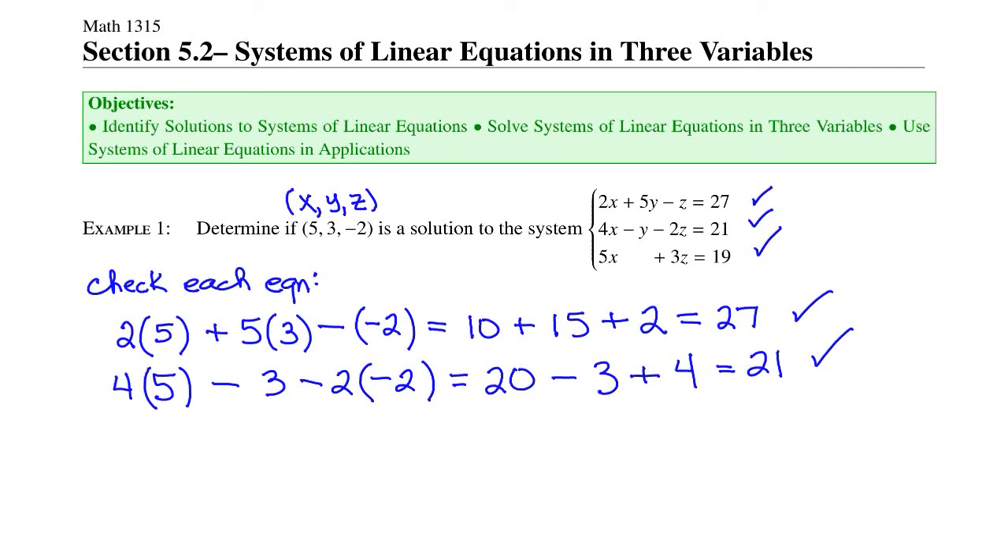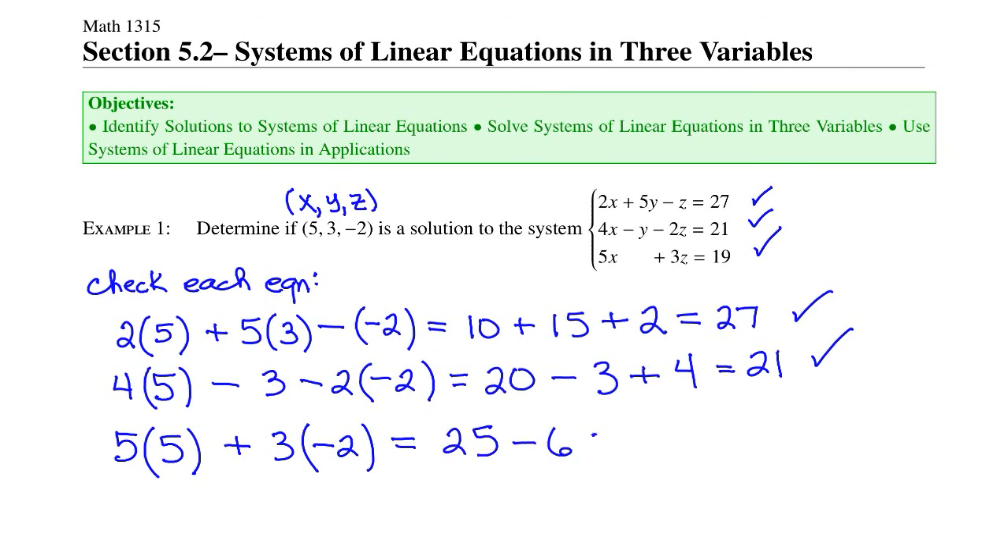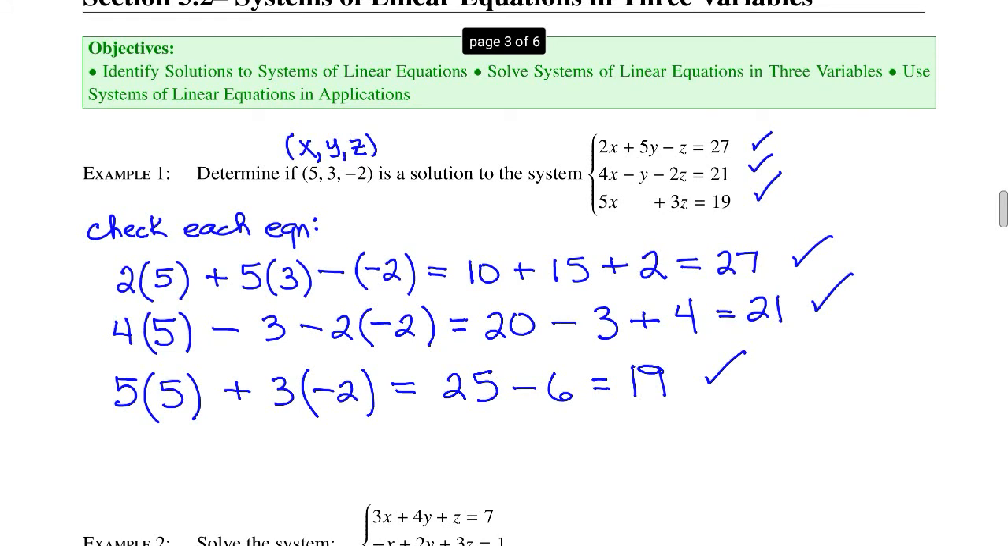And lastly, let's check the third equation. 5 times the x value of 5. Notice that there is no y in this last equation, so there's no place to put the 3. That was y equals 3. We move on to plus 3 times z, which is negative 2. And we get 25 minus 6 is indeed equal to 19. So since this ordered triple of (5, 3, -2) satisfies all 3 of the equations, we say that (5, 3, -2) is a solution to the system.